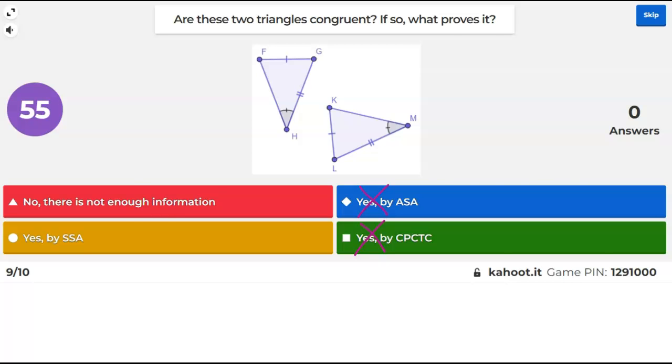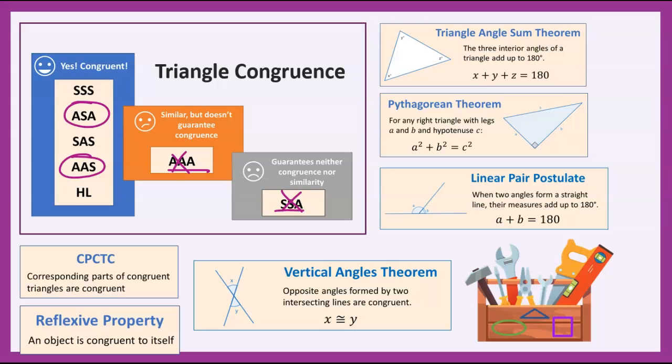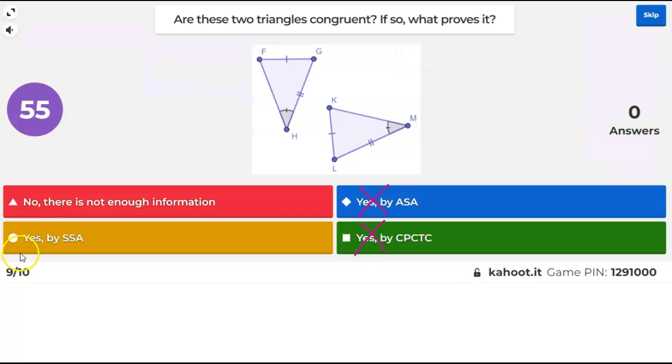Let's take a look again at our geometry toolbox. SSA here is right here. It guarantees neither congruence nor similarity. This is a no. SSA does not guarantee congruence. Remember, that was because there were two different options. You could swing that leg in one direction or out the other direction. So there are two options. It doesn't guarantee congruence. So this is a no, not enough information.